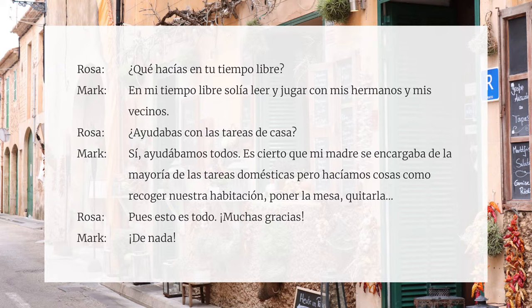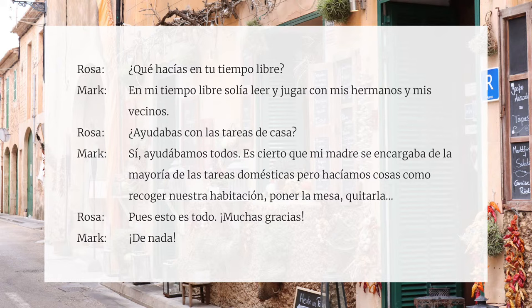And I said, sí, ayudábamos todos. We all helped. So ayudabas and ayudábamos, two further examples of our imperfect. Es cierto que mi madre se encargaba de la mayoría de las tareas domésticas. It's true that my mum took charge of most of the household chores, pero hacíamos cosas como recoger nuestra habitación, but we did things like tidy our room, poner la mesa, lay the table, quitarla, clear the table, and so on.